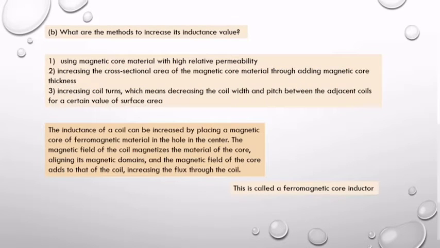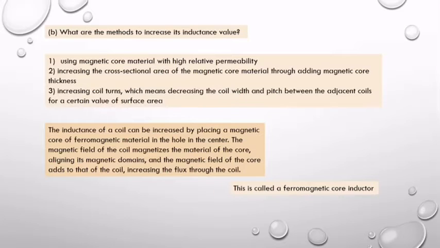So there are a few methods to increase the inductance value. To increase the inductance value, we have to use a magnetic core material with high relative permeability. This will increase the lines of magnetic flux that are produced, and this will surely increase the inductance. Next, we must increase the cross-sectional area of the magnetic core material by adding magnetic core thickness. So the more the thickness, the more the current could pass through and the more the inductance will be provided.